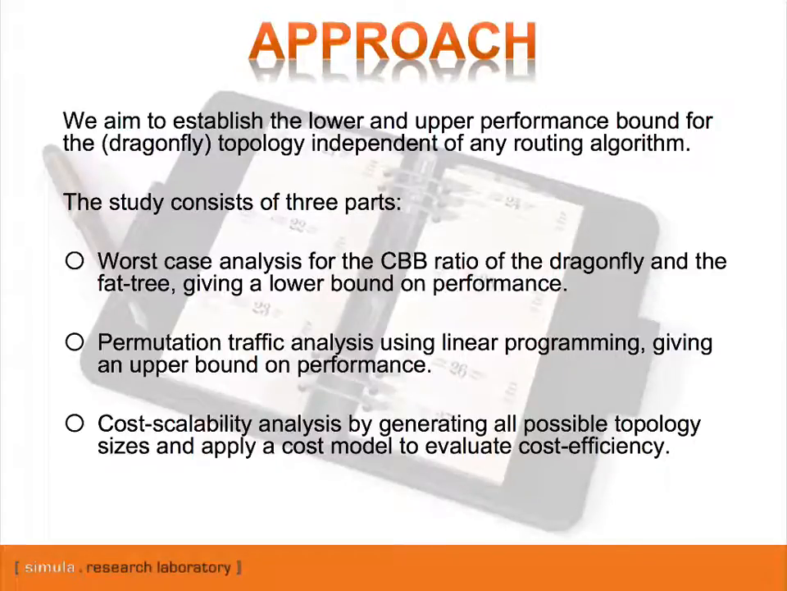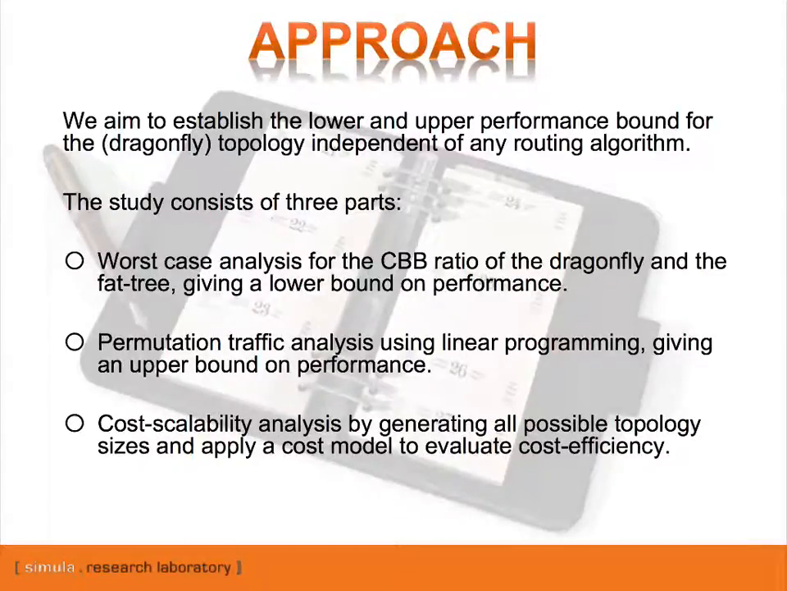So I'll mostly talk about CBB ratio. CBB is, I think, constant bisection bandwidth. So the ratio is basically the ratio of traffic generated in the network divided by the bisection bandwidth. So that's the amount of bandwidth you get between two halves of the network when you divide it in two. If you have a CBB ratio of 1, then you can basically push all the traffic to the other side without any contention if you have an ideal routing algorithm. If you have a CBB ratio of 2, then only half the traffic can cross the bisection without contention.